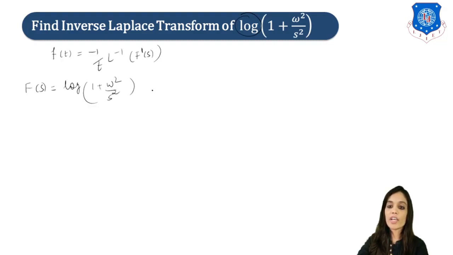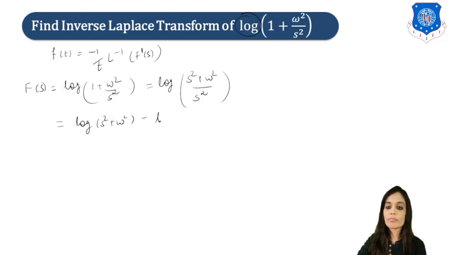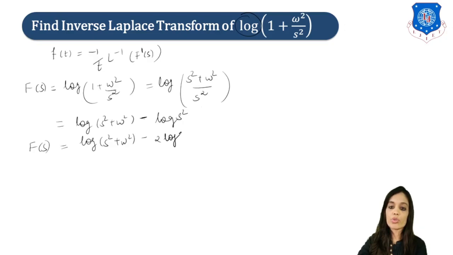Now let us simplify this. So it is equal to log of (s square plus omega square) upon s square. Fine. So now log a upon b will be equal to what? Log a minus log b. Now we can bring this 2 over here. So it will be finally F(s) is equal to log (s square plus omega square) minus 2 log s. Now let us find the derivative in order to apply this formula.